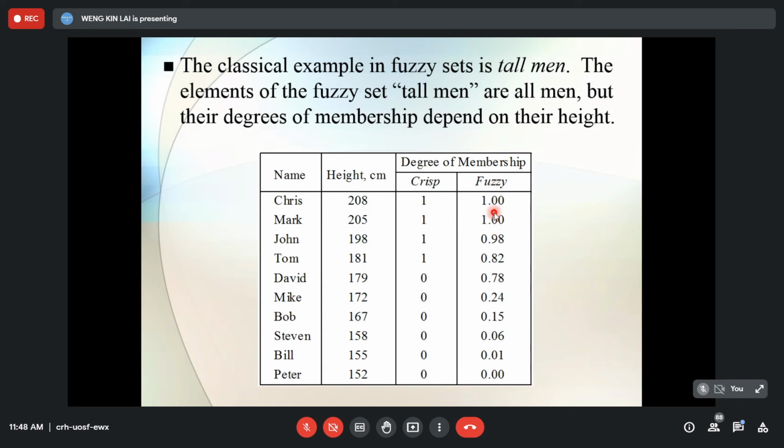It's like your CGPA of 4. If your CGPA is 3.9 or 3.8, you're considered smart, almost able to walk on water. So I call it walk on water, a 1.0 membership. As you go down, you can see there's a sliding scale. Of course, poor Peter down here, 152 cm, is considered not tall, which is actually 0 membership belonging to that group of tall men.